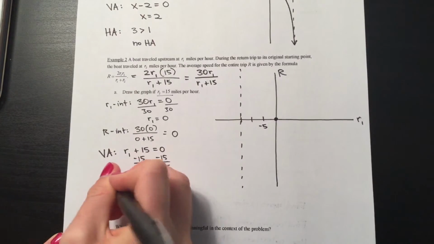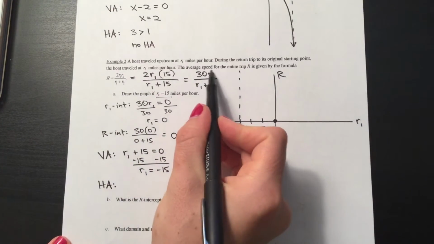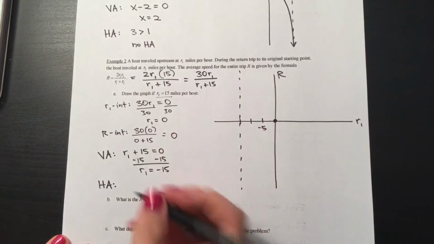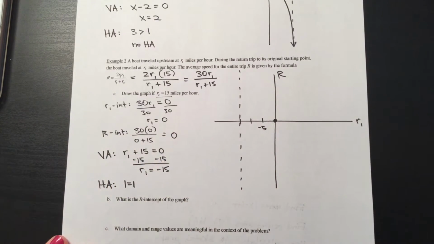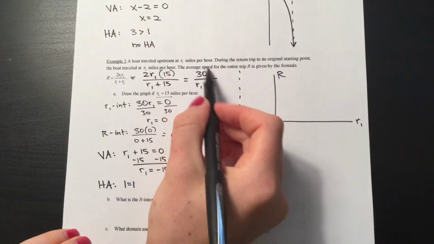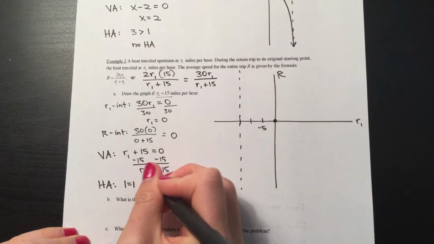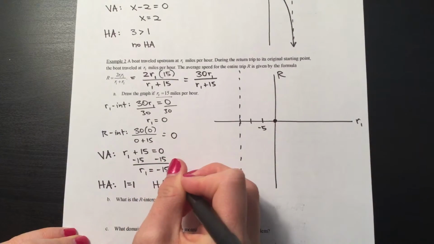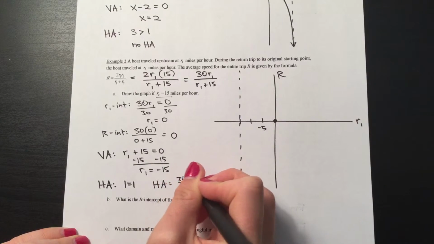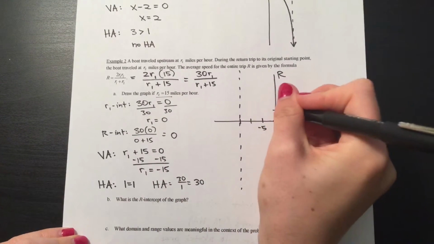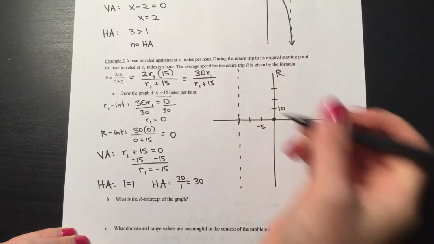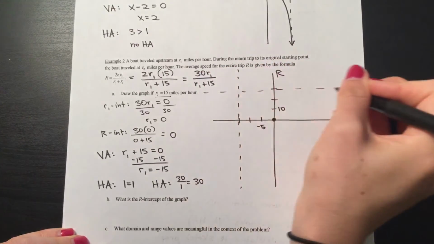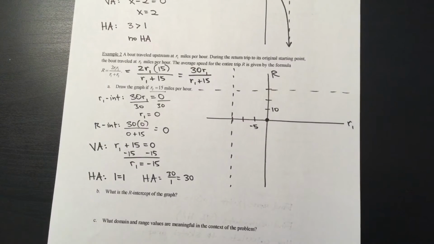And then finally our horizontal asymptote. Take a look at the degrees. This is a degree of 1. This is a degree of 1. So 1 equals 1. That means that our horizontal asymptote is going to be the ratio of these coefficients. So the horizontal asymptote is 30 over 1, which is 30. Okay, so let's scale this by 10. So 10, 20, 30. That is your horizontal asymptote, up there at 30. Remember, the way that your graph is split up, you should be expecting at least 2 pieces.